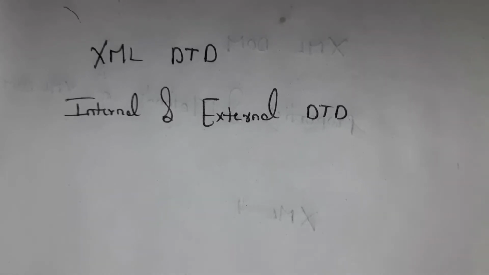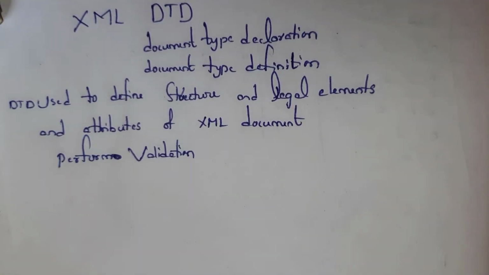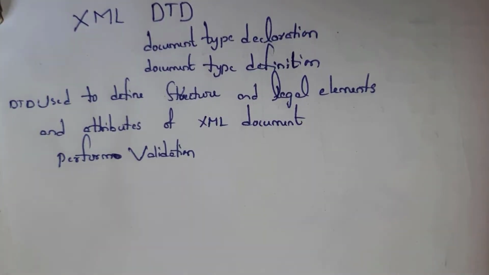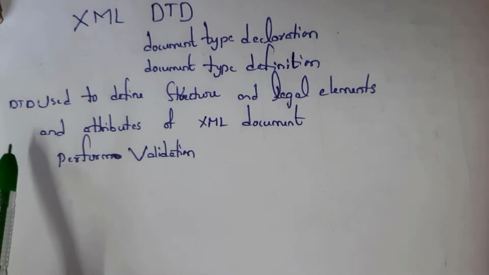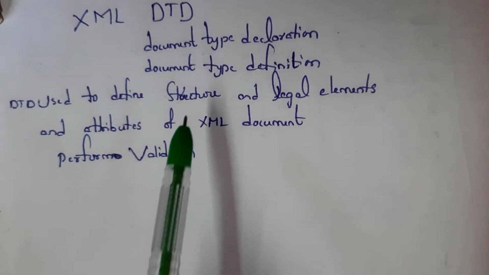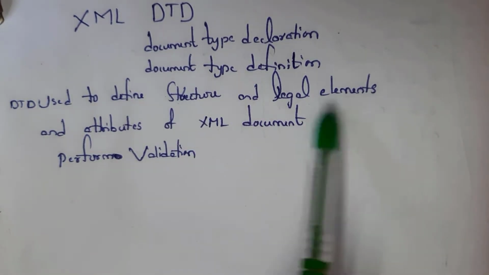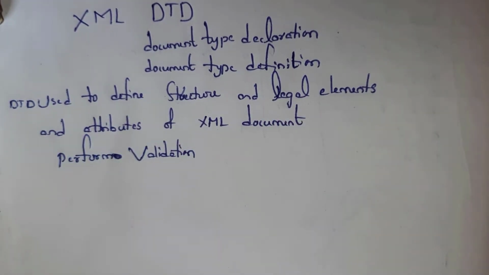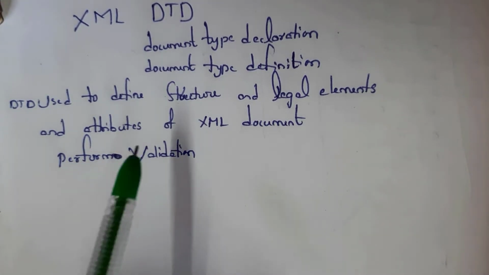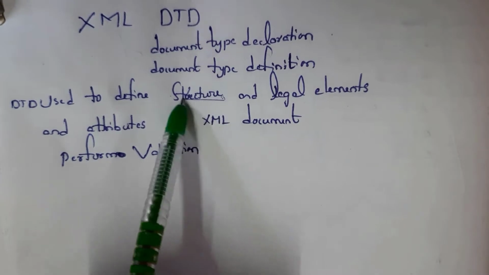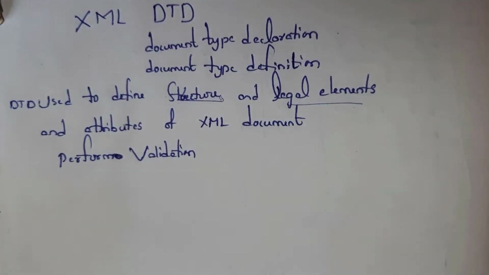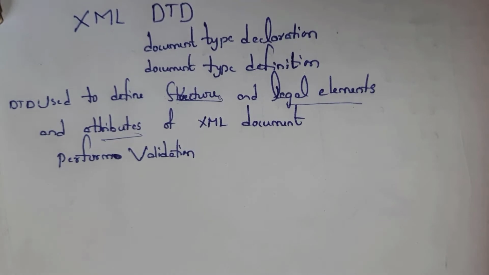Let's start our video. Next one is XML DTD. See, DTD stands for document type declaration, or it is also known as document type definition. See, this XML DTD is used to define structure, and it is used to define legal elements and attributes of XML document. See, remember these 3 points. This XML DTD is used to define first one structure, and next one legal elements, and third one is attributes of XML document. Next one is this XML DTD is also used for performance validation.